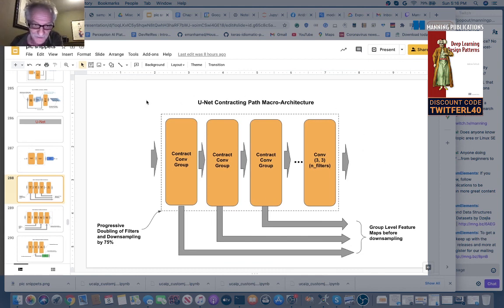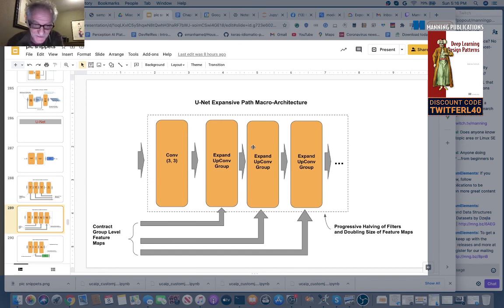So up to now in a regular CNN, this was your only output coming out of the learner. Now, in UNet, every group has its own output. So if I have 3 groups here, I've got 3 outputs plus the final output from the group.